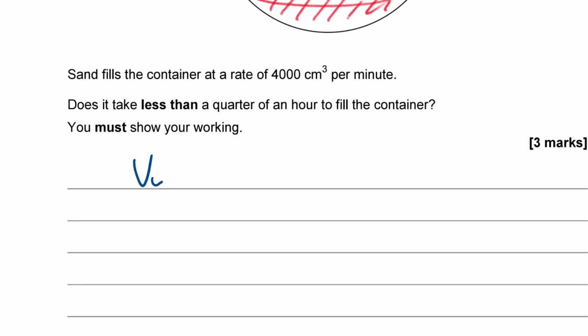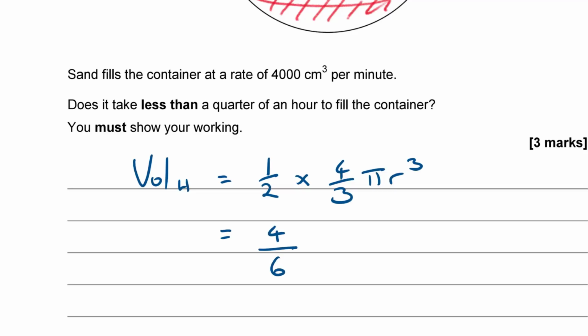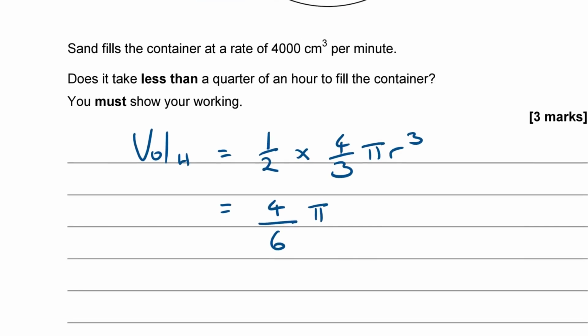So the volume of the hemisphere is going to be half of the volume of a sphere, which we were told was 4/3 pi r cubed. Okay, what's a half times 4/3? That is just 4/6, isn't it? 1 times 4, 2 times 3, it's 4/6. 4/6 of pi times r. What were we told? r was 30, wasn't it? So it's going to be 30 cubed. Okay.